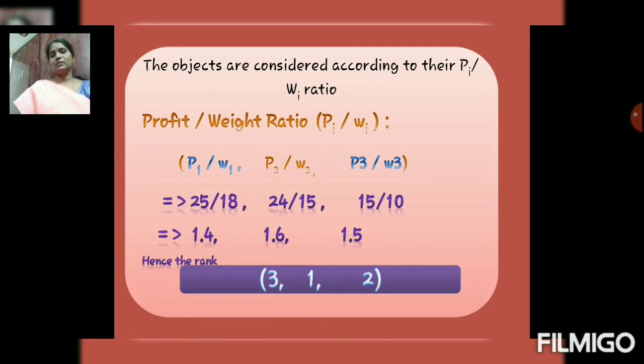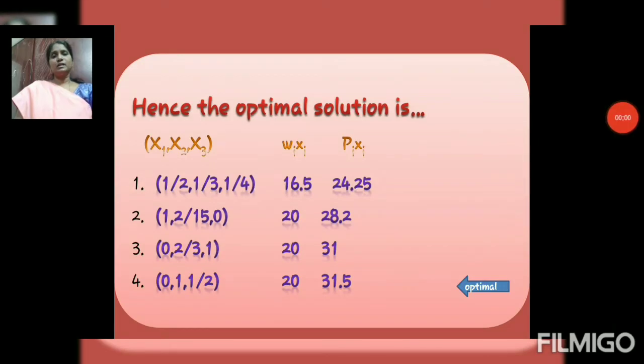According to the value of the profit weight ratio, we rank the items. So rank 1 is given to the second item, rank 2 goes to the third item, and rank 3 is given to the first item. If we pick the items according to this order, we gain the optimal solution. When we pick up items according to their rank, it will surely give us the optimal solution. See solution number 4, that is the optimal solution.